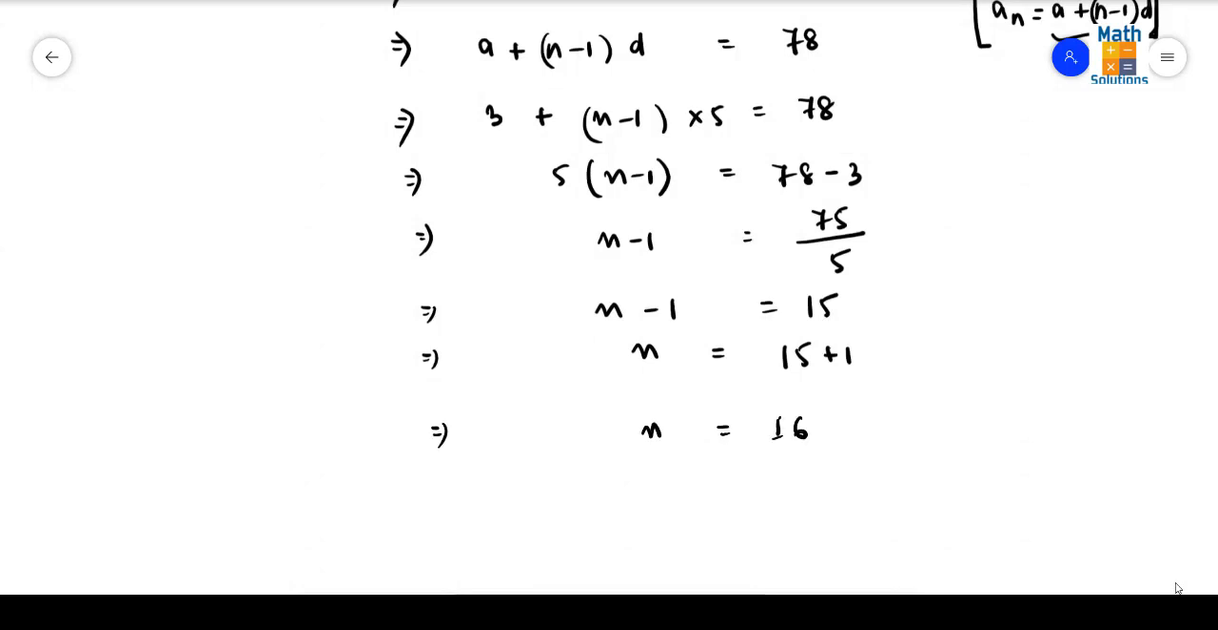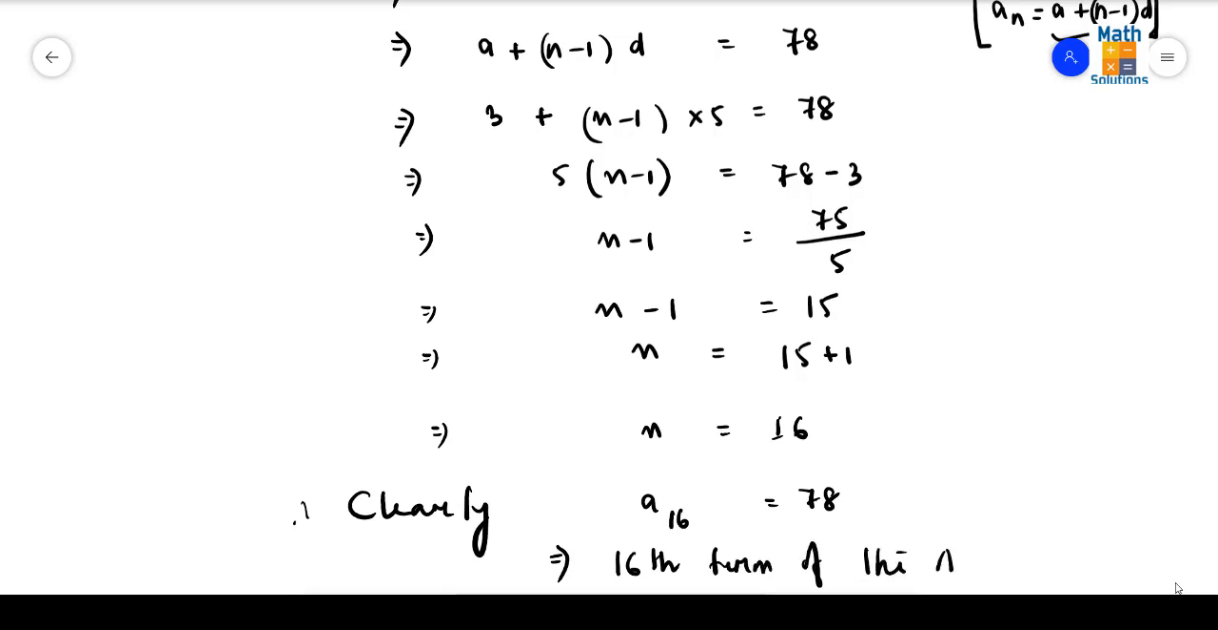So if n is equal to 16, an will of course be a16. Therefore clearly a16 is equal to 78. That implies the 16th term of the AP is equal to 78, and this is the required answer.